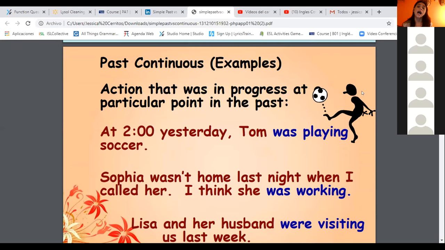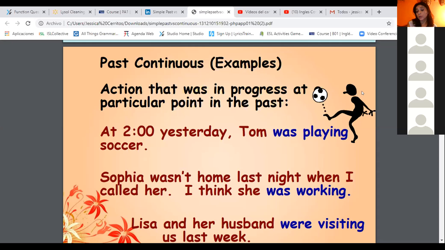Past continuous. All right. Action that was in progress at a particular point in the past. Okay. Now, the action was happening. The past continuous is very much the same as the present continuous. Present continuous is what I'm doing right now. I'm teaching. You're listening to me. But in the past continuous, the action is in the past, but it was in progress when something else happened.